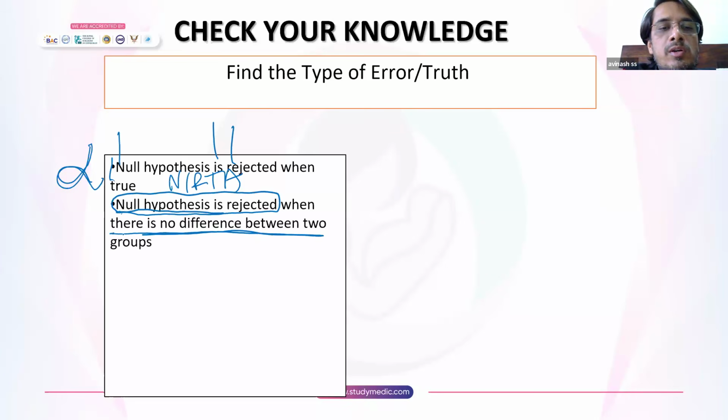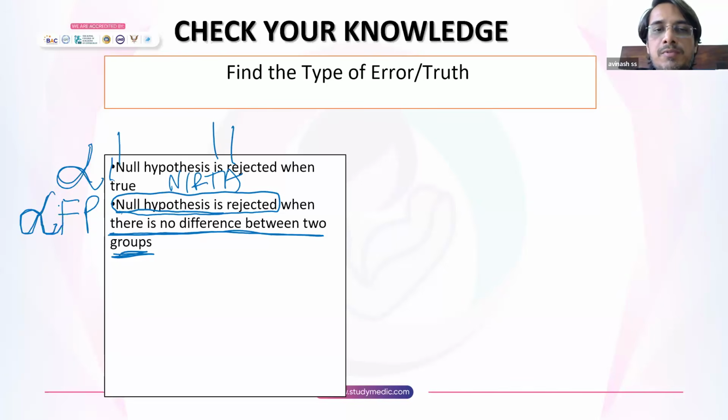When there is no difference between the groups, still we are rejecting the null hypothesis and saying that there is a difference. That means what? It is a false positive finding. It is nothing but alpha error, false positive. The same sentences mean the same, in a different way.